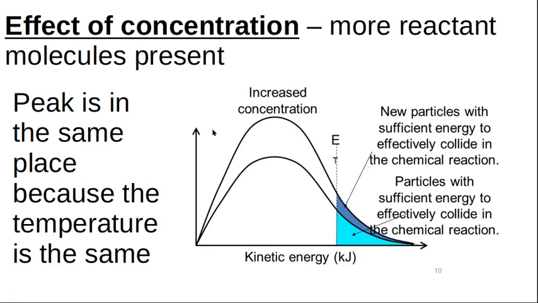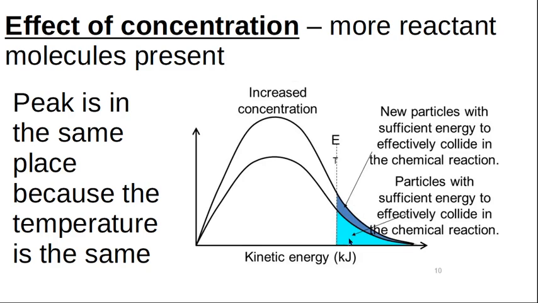Then the last thing that you can look at with this is what happens with concentration. Now check these two graphs. The peak is in the same place. The peak is related to the average kinetic energy of the particles. So because the peak is in the same place, the temperature is the same. But check how much bigger this other curve is. So the bigger curve gives you an increased concentration. There are just in totality more particles. But they are at the same temperature because the peak is in the same place.